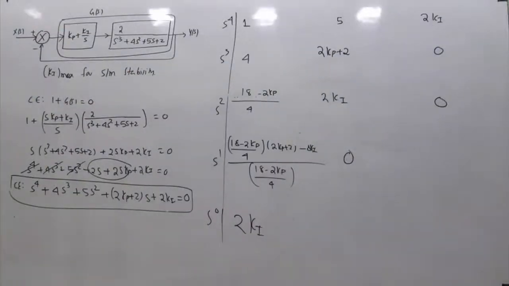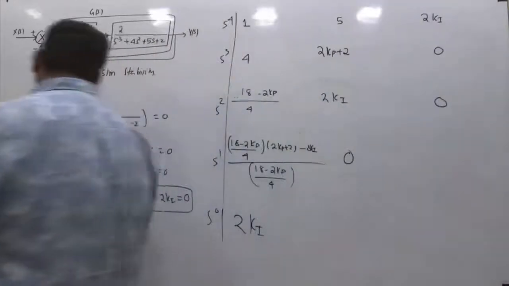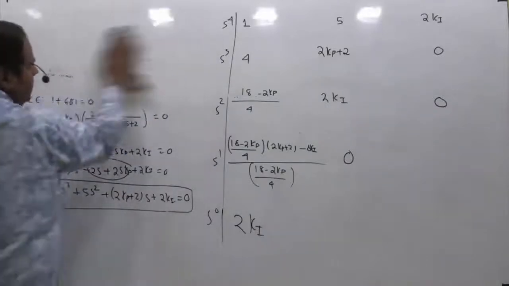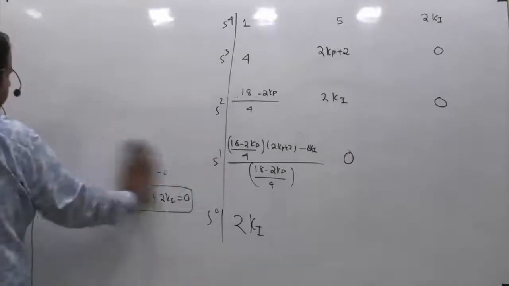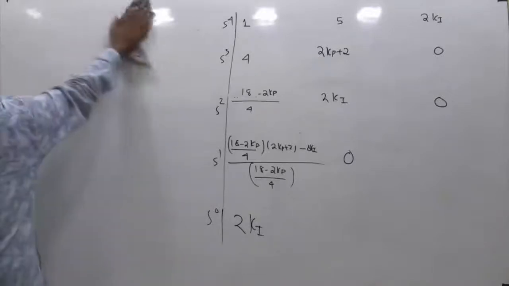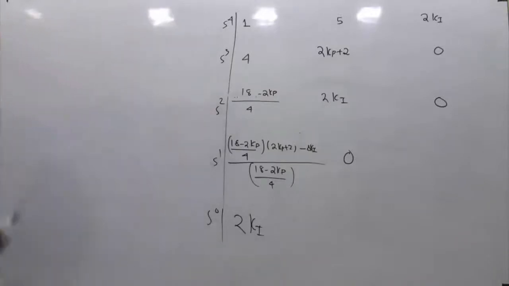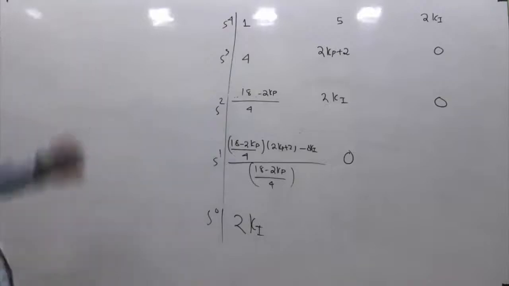Okay, now what we need to find is the maximum value of Ki such that the system will be stable. Now what is the condition of stability? With respect to the RH criterion, the condition of stability is that all the elements of the first column should be of the same sign. There should not be any change in sign. Either all should be positive or all should be negative. Generally we like to work with positive numbers, so we will assume that all the elements of the first column should be positive. From there we will get the condition of stability, because that is the condition: all the elements of the first column should be positive.